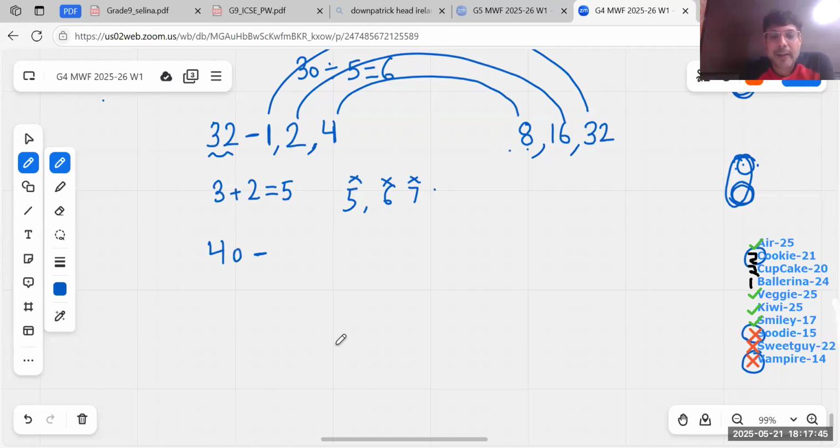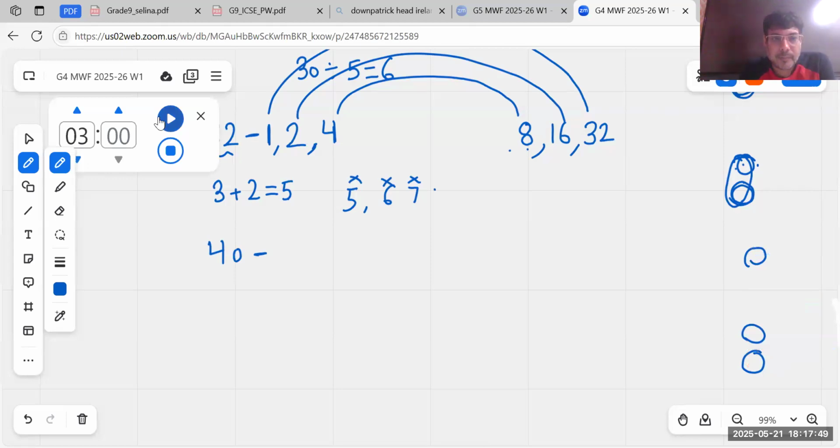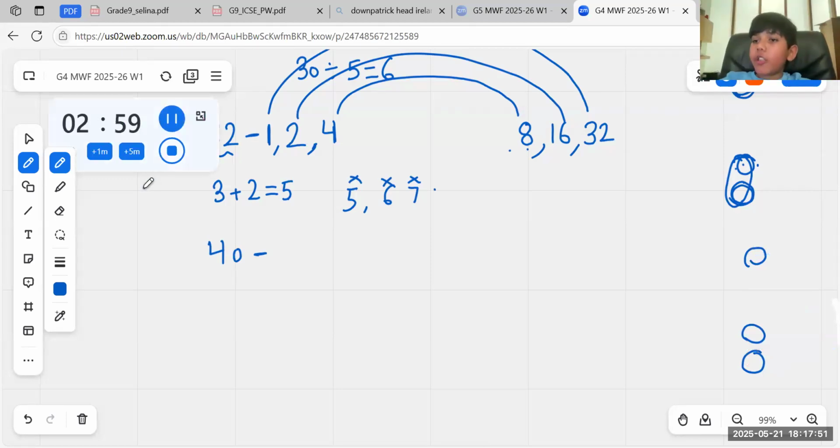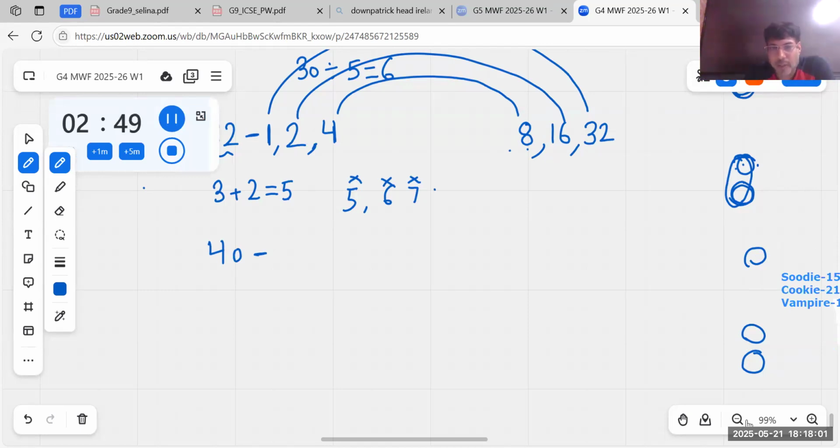So guys, write the factors of 40. Factors of 40. Sorry, don't mind. There's a little bit of cooking happening in my house, so there's that noise. It's okay. I don't mind.